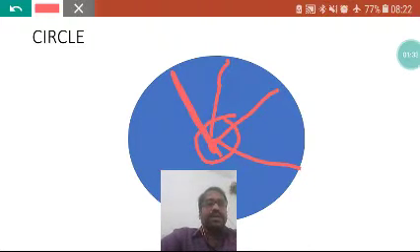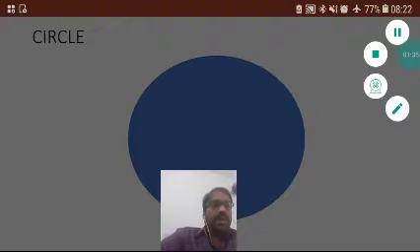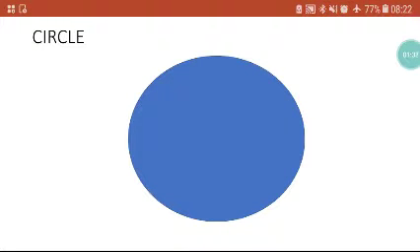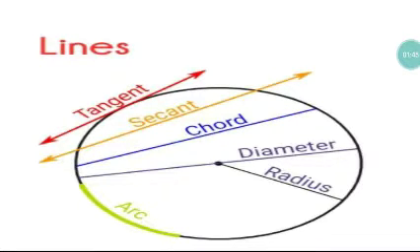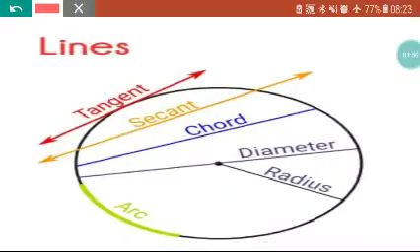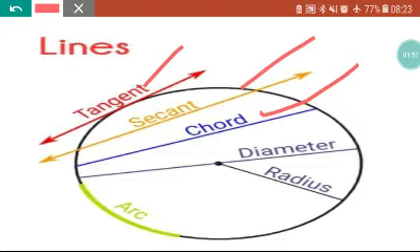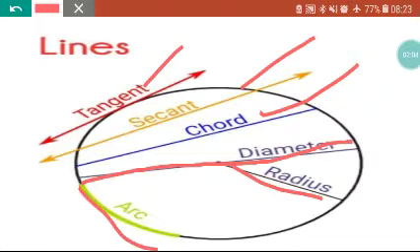Then it comes to the parts of the circle. So what are the parts of the circle? Let us see. One is called a tangent, then we have the secant, then we have the chord and the diameter. The diameter is also a chord, but the longest chord. Then this is the radius, and then this is the arc. One by one we will discuss all these things.